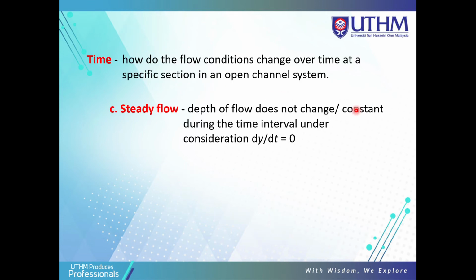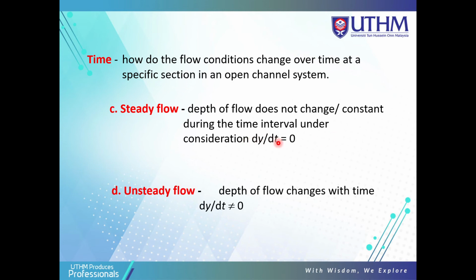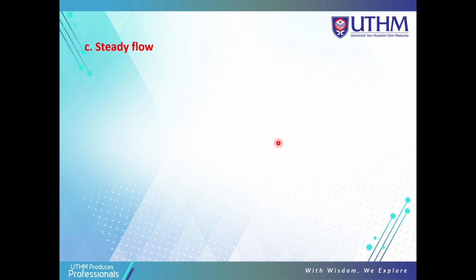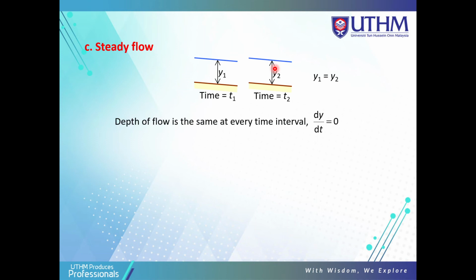With time, how do the flow conditions change over time at a specific section in an open channel system? Steady flow: the depth of flow does not change, it is constant during the time interval under consideration, so dy/dt is equal to 0. But unsteady flow is when the depth of flow changes with time, dy/dt is not equal to 0. For steady flow, time 1 to time 2, y1 is equal to y2. The depth of flow is the same at every time interval, so dy/dt is 0.